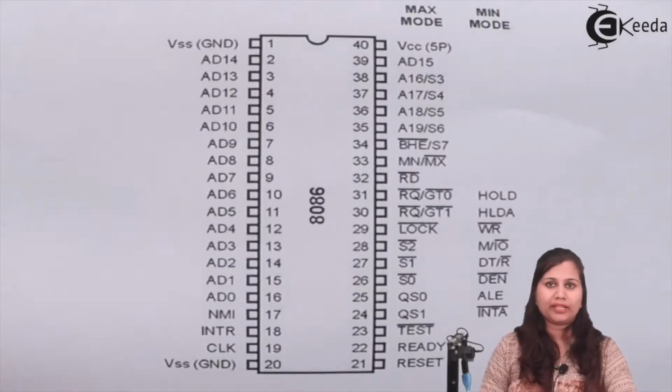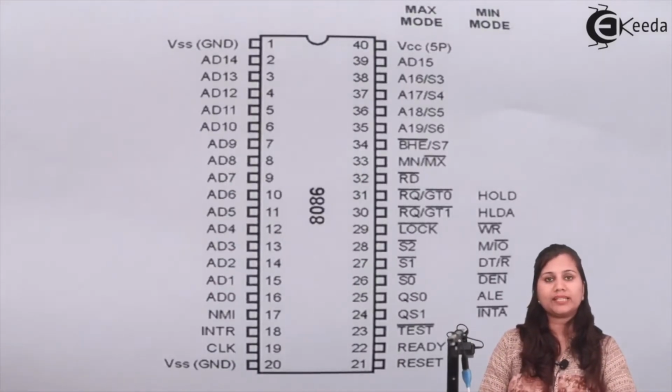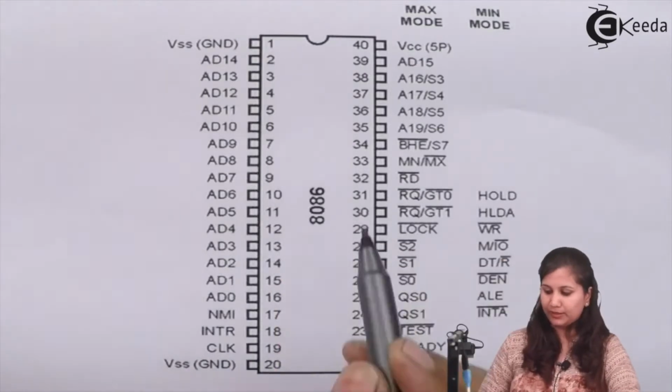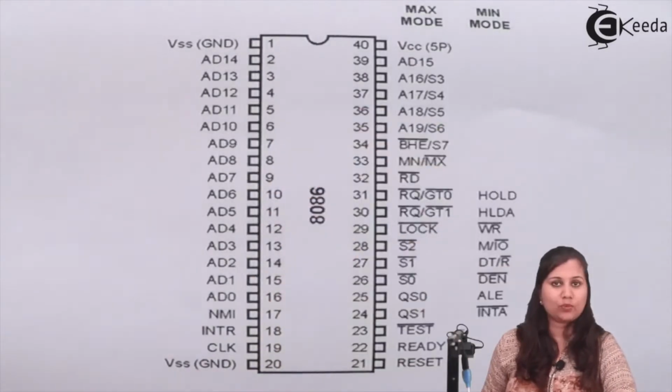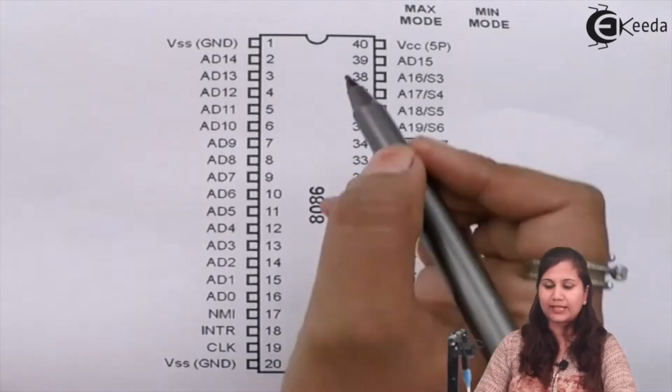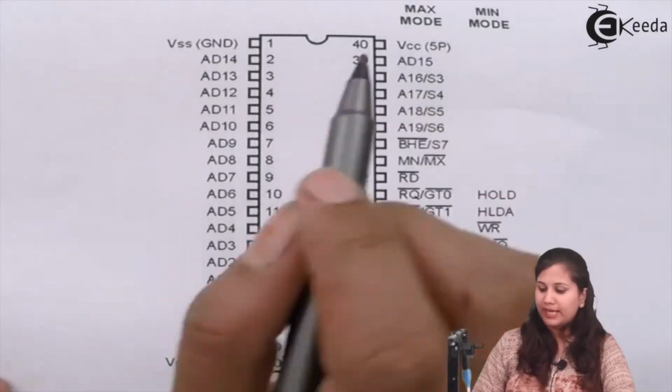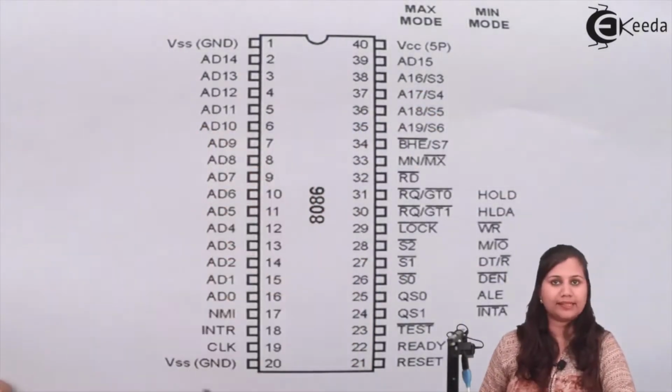So let us first see the pin diagram. This is the pin diagram of the 8086 microprocessor. You can see that it has 40 pins. On one side it has pins 1 to 20, and on the other side it has pins 21 to 40. And every pin is assigned a signal here.